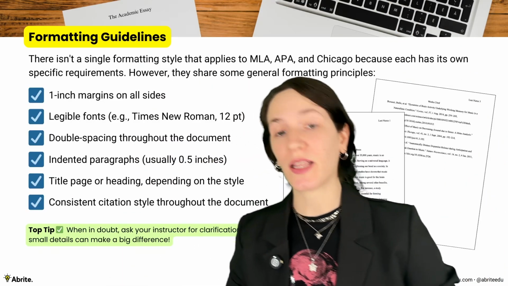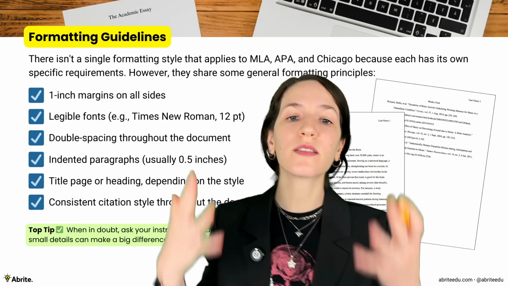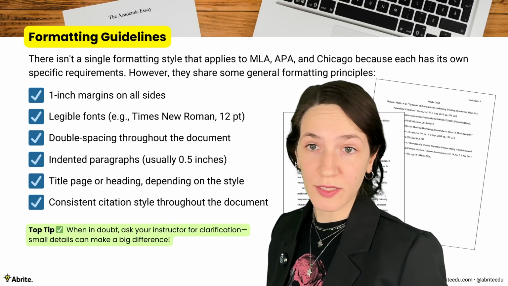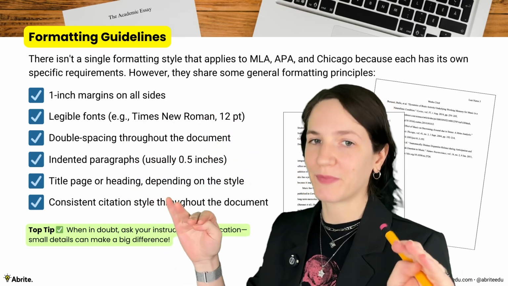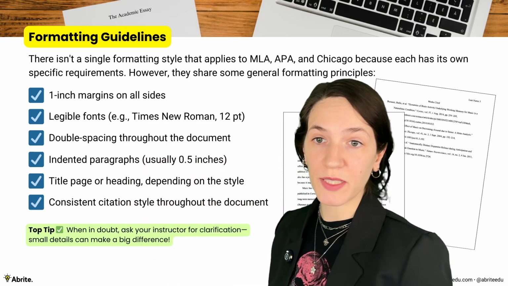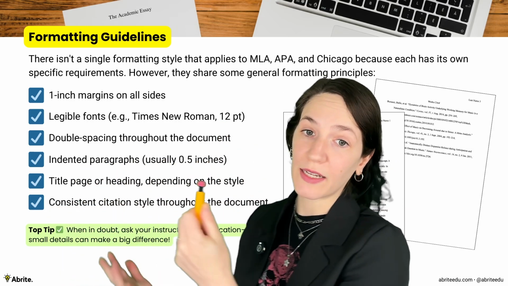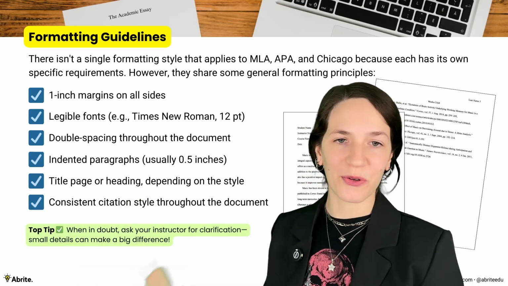Once again, each style guide does have its own specific formatting requirements, but here are some general guidelines that you can follow. You want 1-inch margins on all sides, legible fonts like Times New Roman, that's my favorite one, 12-point font. Easy. Double spacing throughout the document, indented paragraphs, usually 1/2 inch in, a title page or a heading, depending on the style, and you want to use a consistent citation style throughout the document.